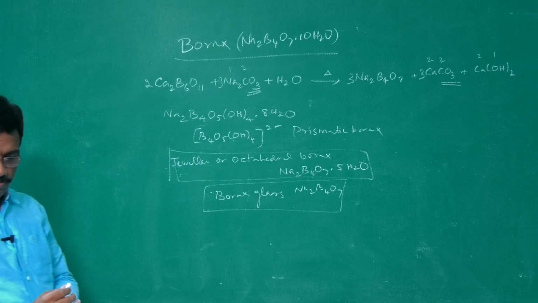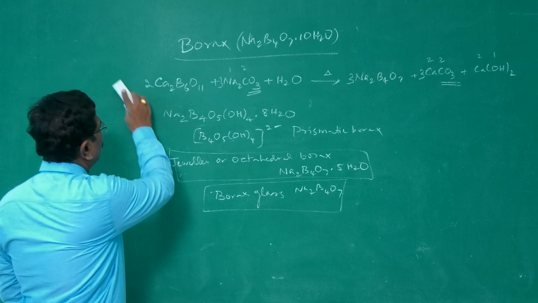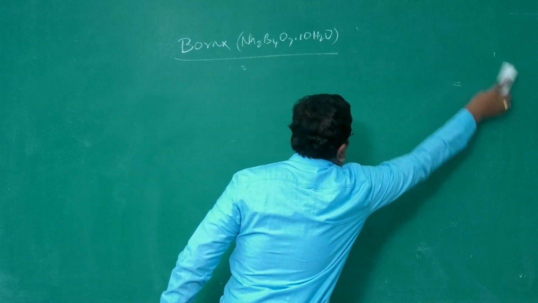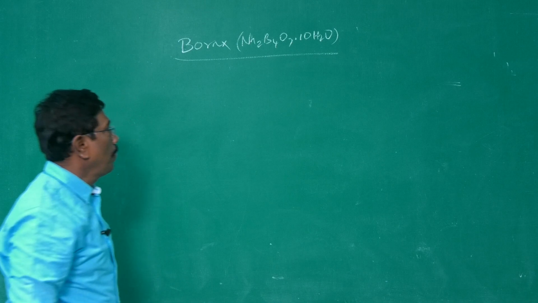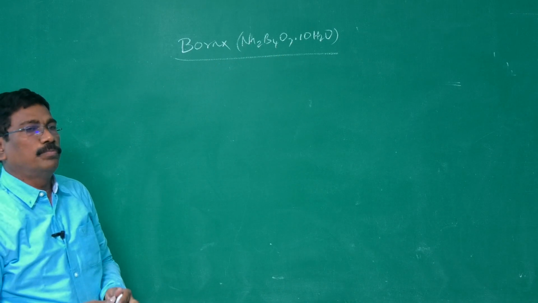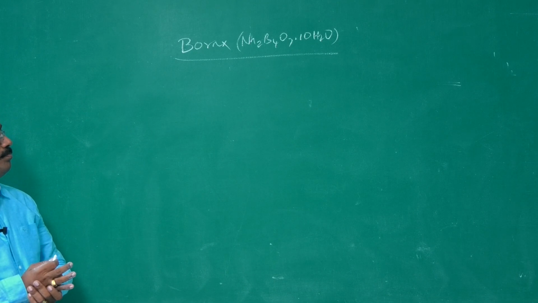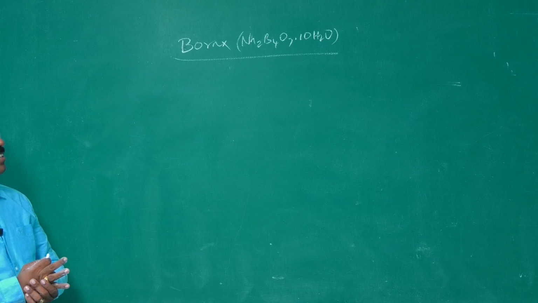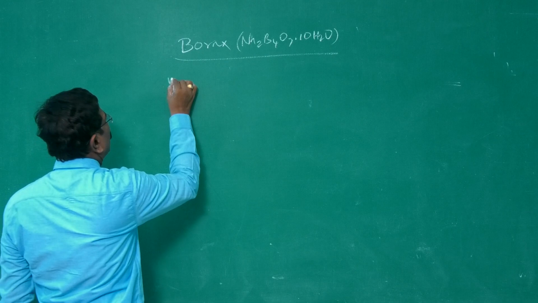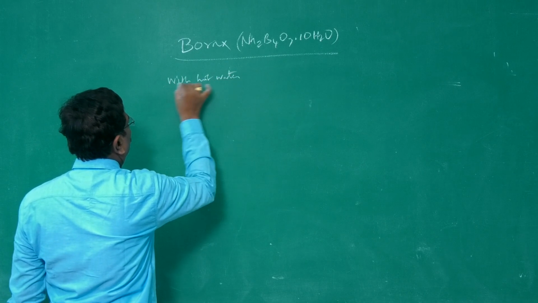Now, the chemical properties of this borax. We have seen preparation and different forms. Now the chemical properties of borax. Na2B4O7 is the molecular formula that we are very familiar with. It is the sodium salt of tetraboric acid. This aqueous solution is found to be basic. So, with water or hot water, whatever it may be.